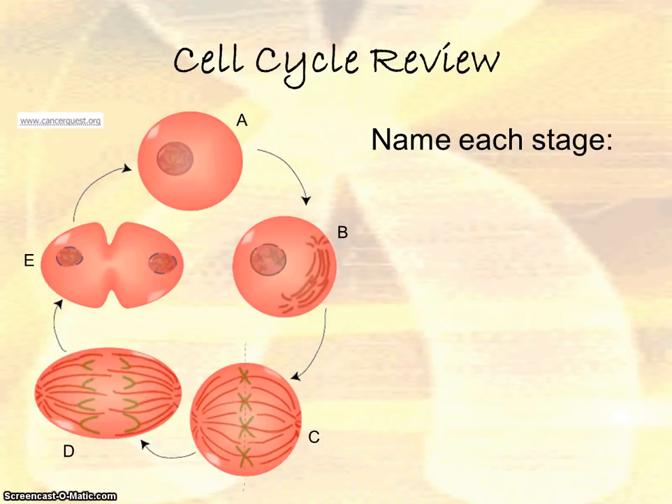Let's go ahead and try to identify each stage. Notice normal cell. You have a nucleus. That should be interphase. When you see the chromosomes appear within the nucleus, the nuclear membrane starting to dissolve, and these centrioles starting to form, that is your prophase. When you see the chromosomes line up along the middle of the cell and the spindles are at the opposite ends of the cell, that is metaphase.